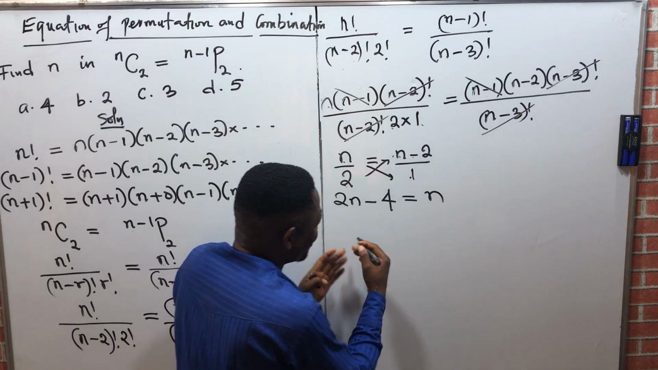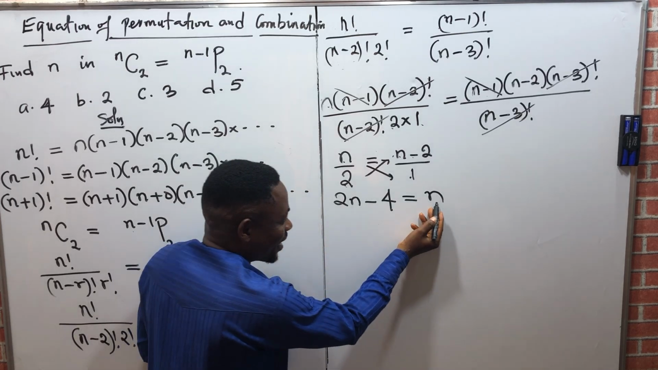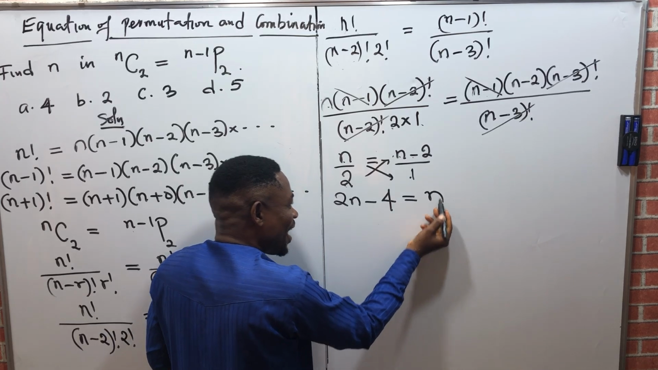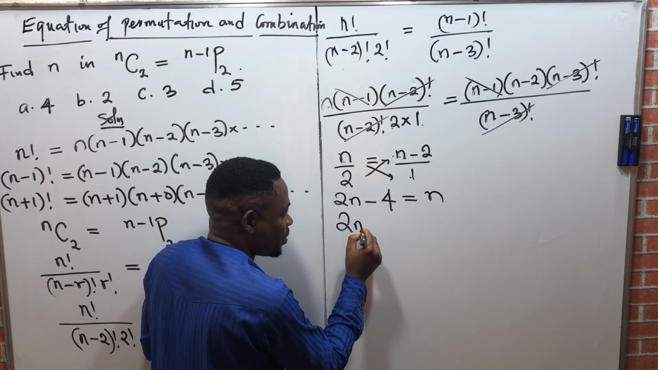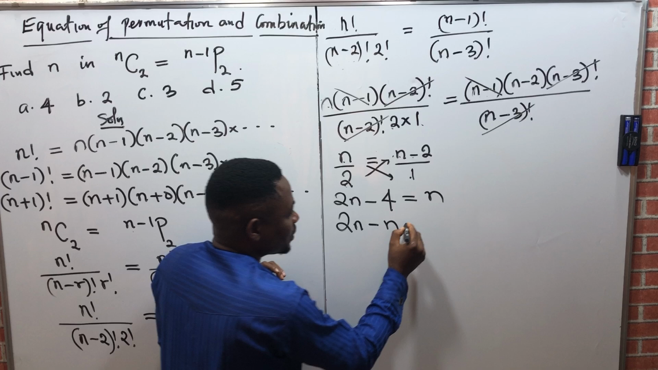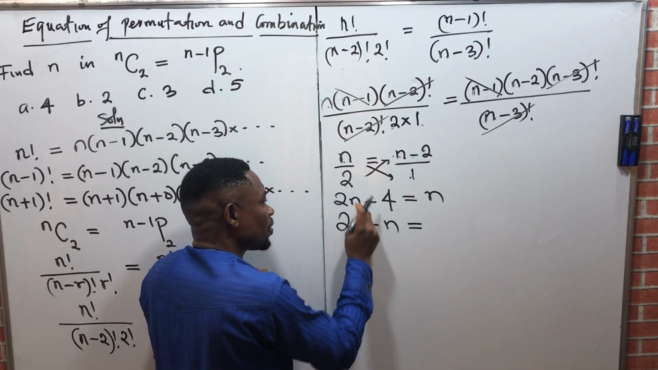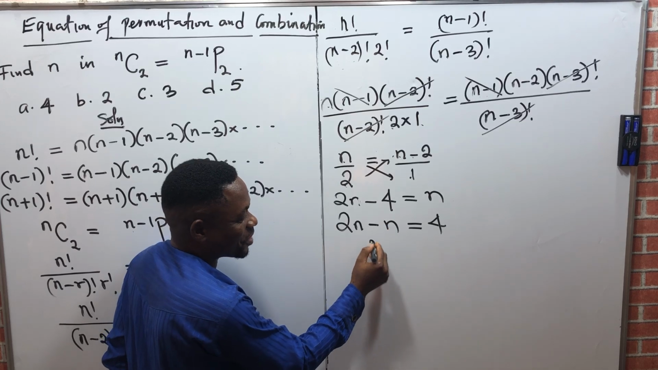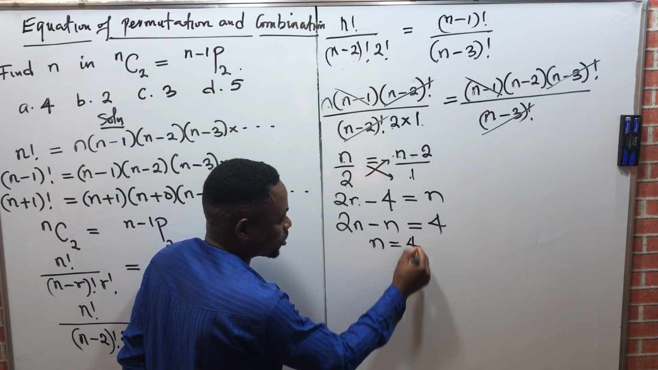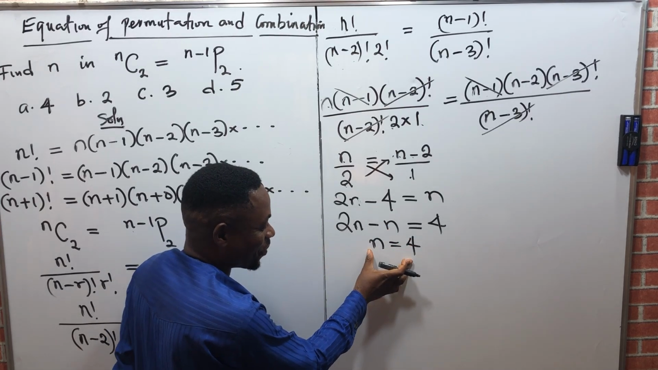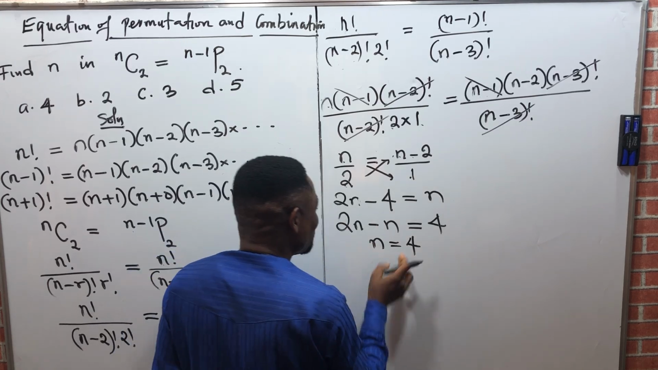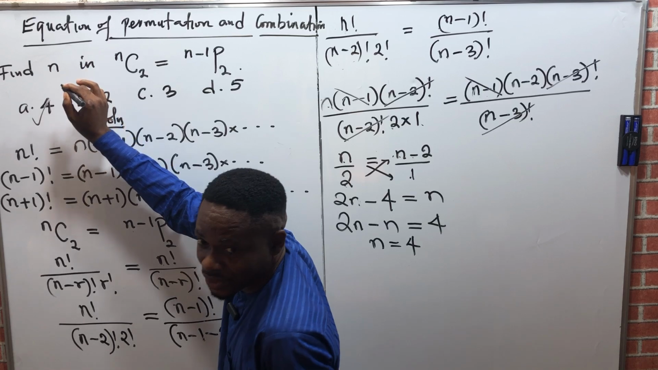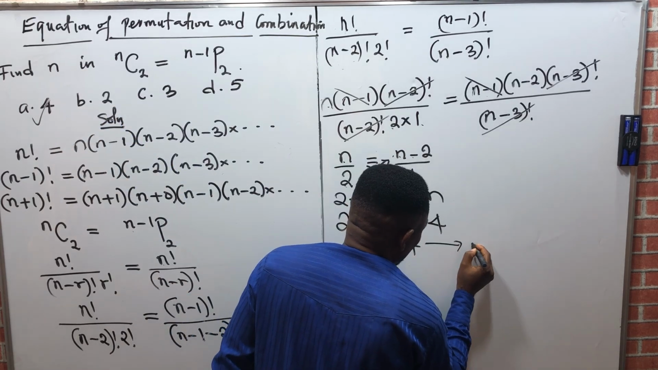Next is collection of like terms. I'll carry n to the left and carry minus 4 to the right. If I carry n to the left, I'll be having my 2n. Are you there? Minus n. Then it's now equal to the right will now give you 4. Then watch. 2n minus n will give you n. And n is equal to 4. Now the answer is 4. Now looking at the options, do we have 4 in the options? Yes. The correct answer is option A. So which means this is option A.